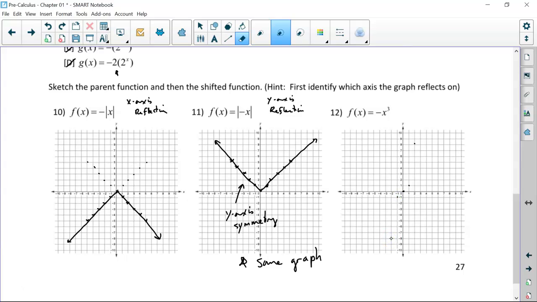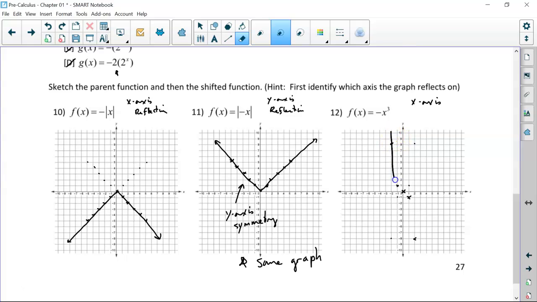Now, it has x-axis reflection. For x-axis reflection, you multiply the y by -1. 8 times -1 is -8. 1 times -1 is -1. 0 times -1 is 0. 1 times -1 is -1. -8 times -1 is 8.